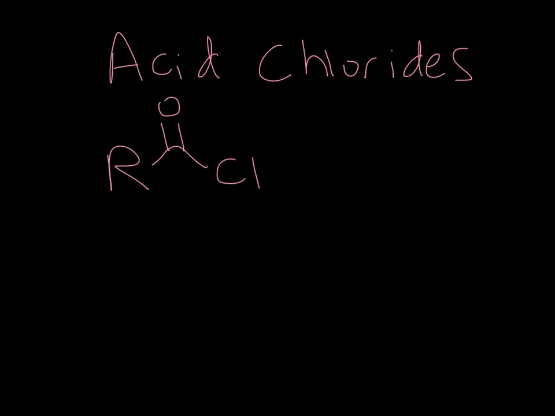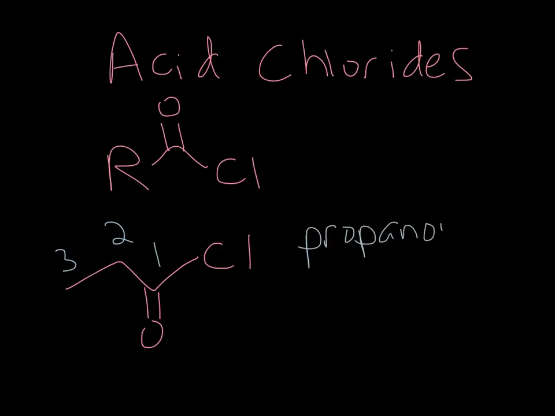So as an example, let's look at this. I have 1, 2, 3 carbons. The acid chloride, again, is going to have to be terminal because that chlorine can only make the one bond, so it'll be on the end there. This guy is called propanoyl chloride. 2 words.